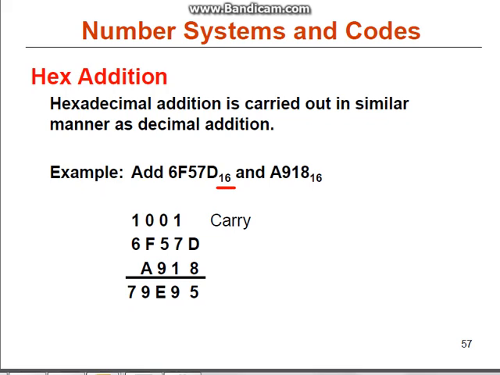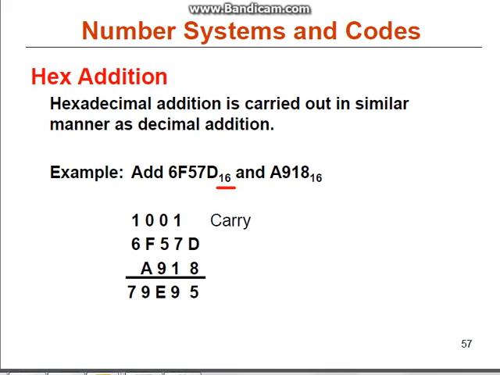And then same goes, 5 plus 9 is actually 14, right? 14 is literally expressed as E, so no issue with that. But F is 15, and A is 10, so 25, right? So for 25, you have 1 carry bit here, which is 16. So 25 minus 16 gives you actually 9.